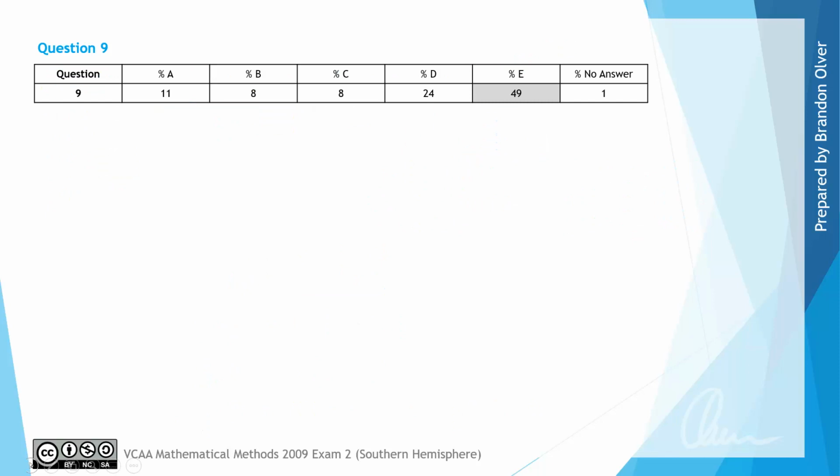From the examiner's report, we can see that this was a challenging question in the exam, with only 49% of students getting that question correct.